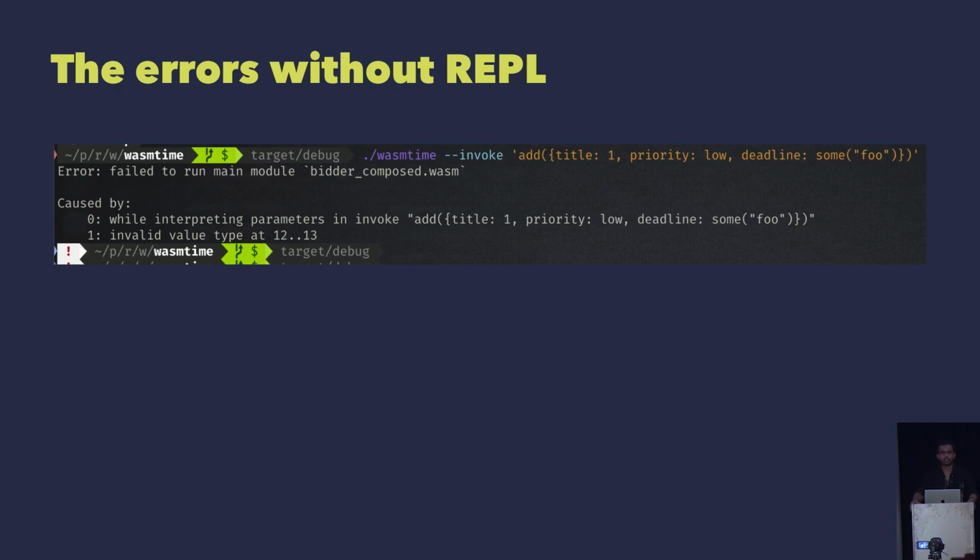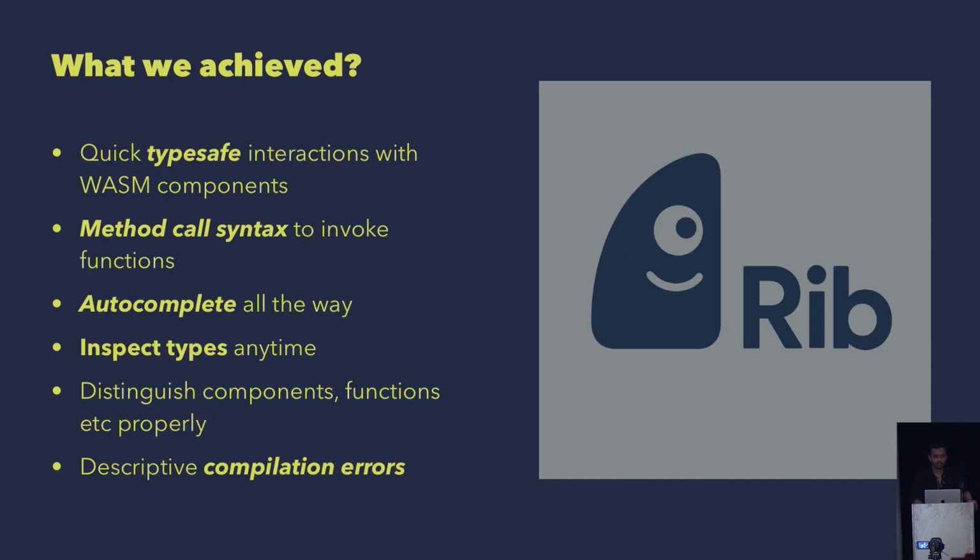Now it's unfair to compare one-to-one, because the responsibility of Wasmtime, this was something that I got from talking to my colleague David yesterday, is not to build a CLI. But it's our responsibility to make things easier to interact with WebAssembly, and that's what we are doing here. So what we achieved is quick type-safe interactions with Wasm components, and method call syntax. We will see more examples of why we needed method call syntax instead of directly calling functions.